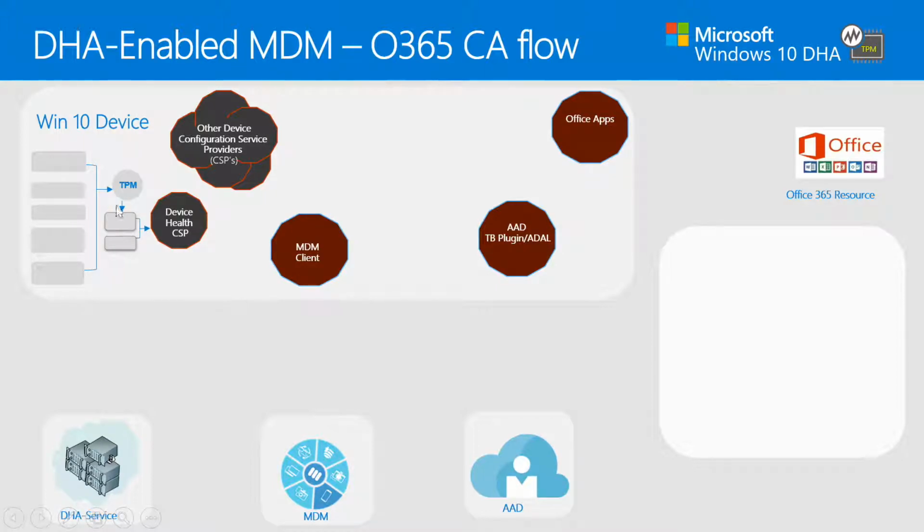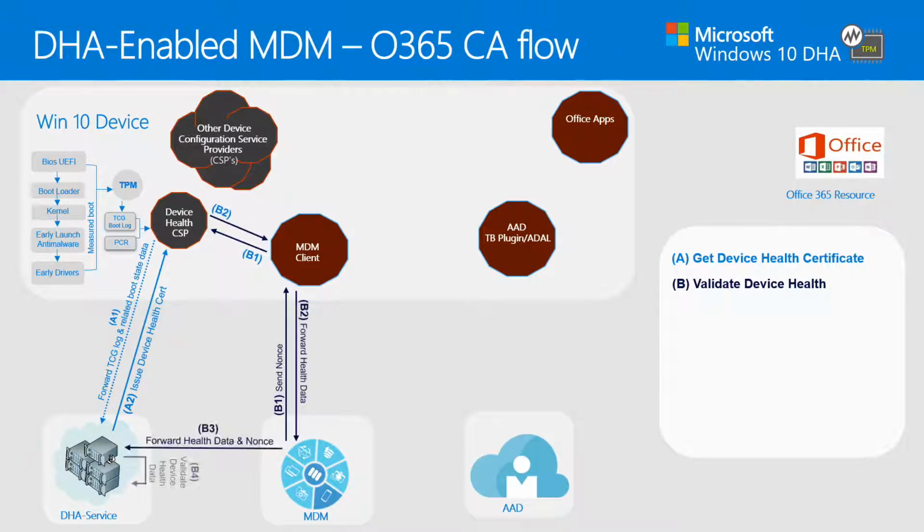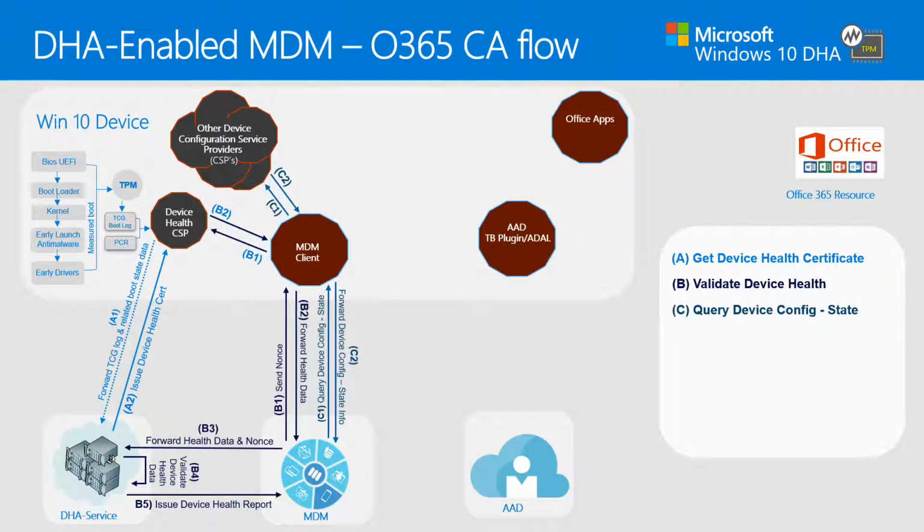You have different components on the device. This is an Office 365 resource, like a Word document or Excel, that is in the cloud. There is the device health attestation service, and this is your device management solution. There's also a component called AAD and cloud scenario, which is how we manage devices. When a device comes up, it starts the attestation flow. The device management solution, in parallel, starts asking a series of questions from the device and also gets a snapshot from the health attestation service.